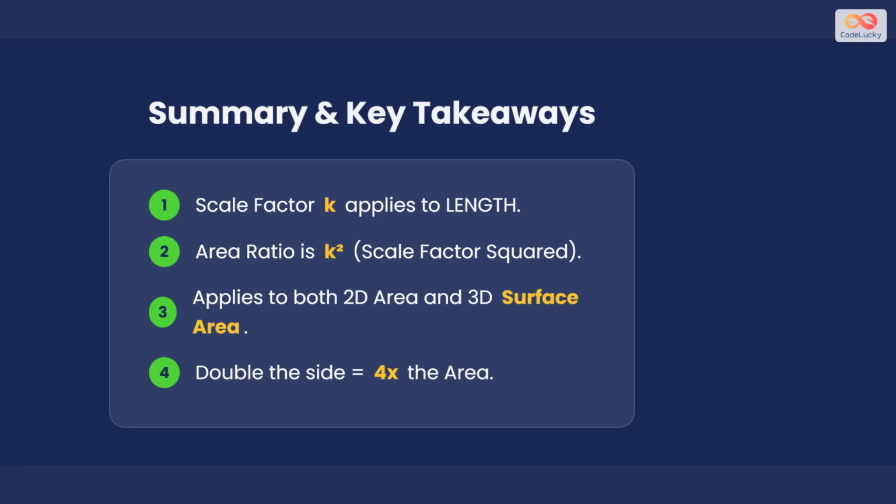To summarize, always remember, scale factor K applies to lengths, like the side of a square or the radius of a circle. But for area or surface area, the ratio is K squared. So if you double the size, you quadruple the area. Keep this rule in mind, and you will never be tricked by dimensions again.